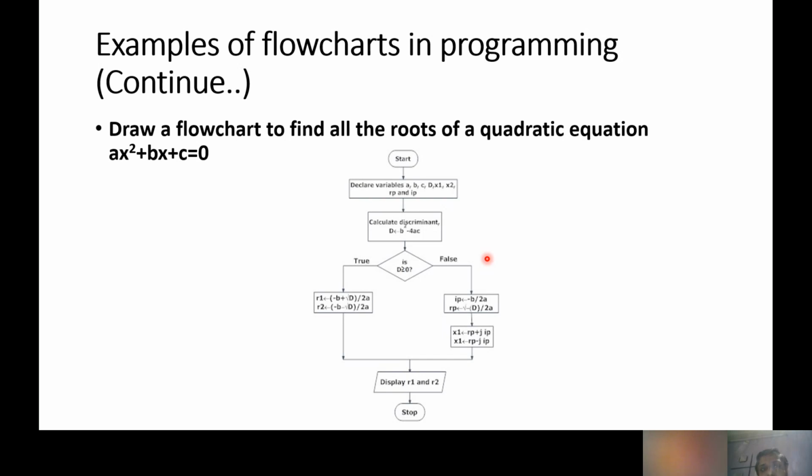Quadratic equation is ax square plus bx plus c is equal to 0, right? So how to find out root of quadratic equation, root 1 and root 2?